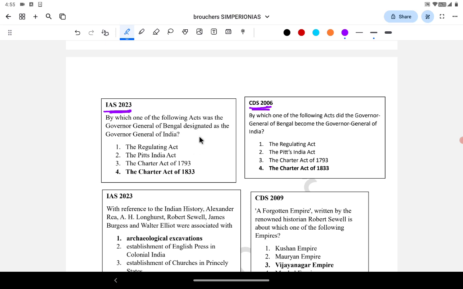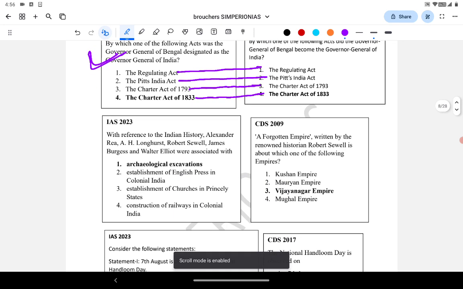Not even a single word is changed by the UPSC. Even the order of options: Regulating Act, Pitt's India Act, Charter Act of 1793, Charter Act of 1833. Everything is repeated as it is. So it's a bonus question. Let's go to the next question.